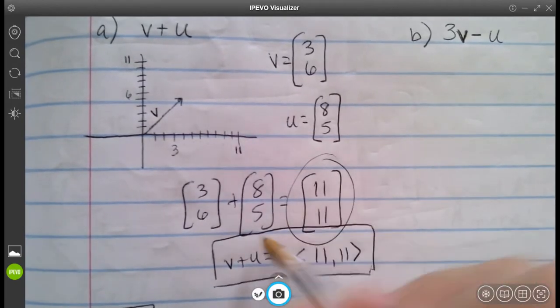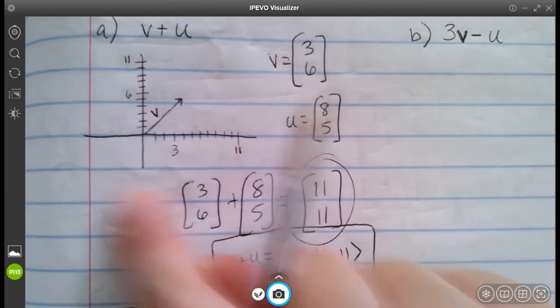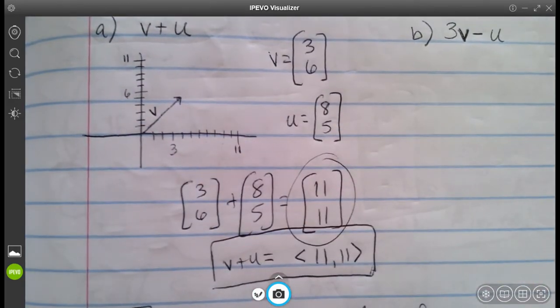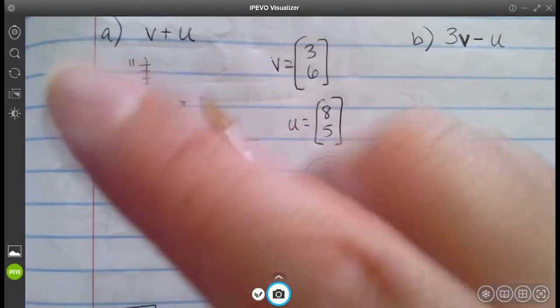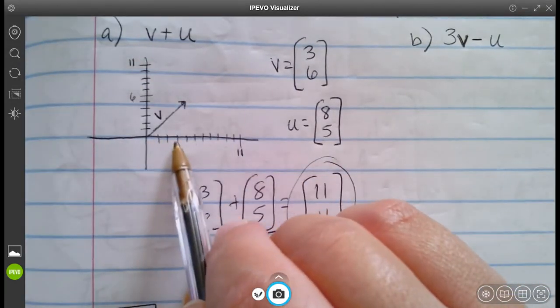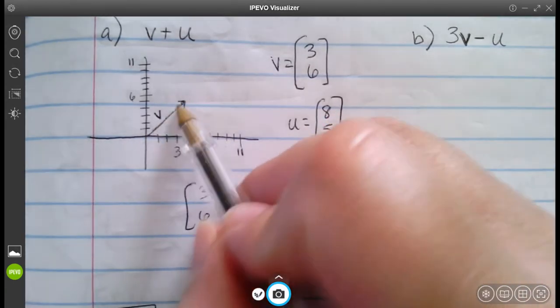Okay. Now, how does that apply to this graph that I did up here? Well, let me show you. And again, this is the only one I'm going to show you like this, just to give you a little bit of an idea how this works. So the vector V was 3, 6. So we can see that we went over 3 to the right and then 6 up. And that's my resultant vector here.